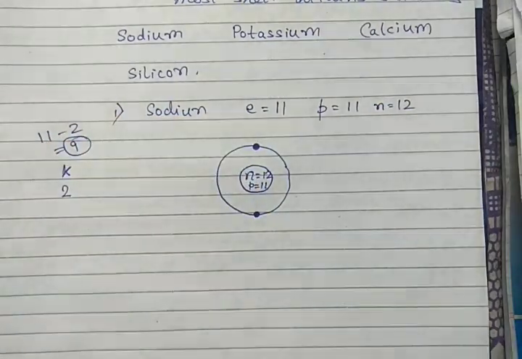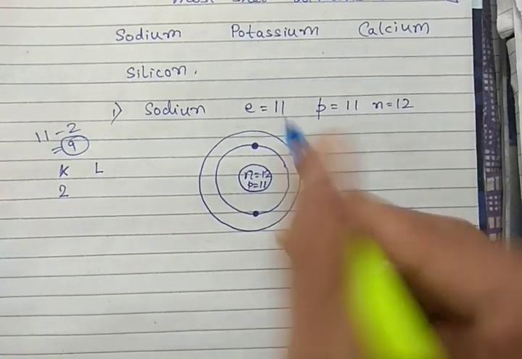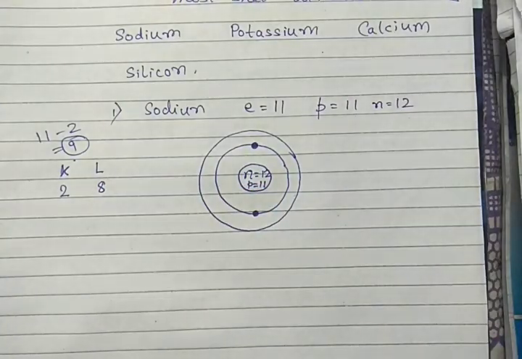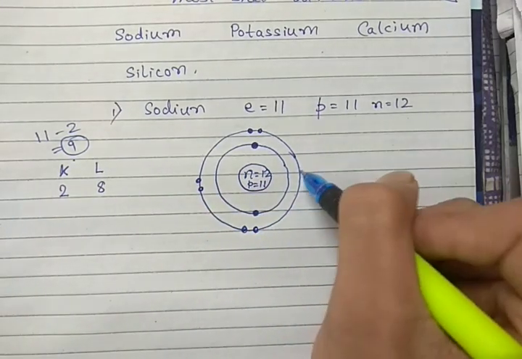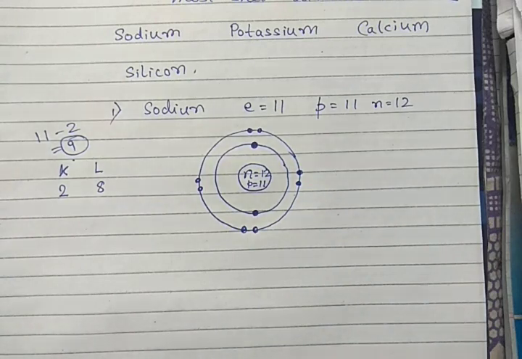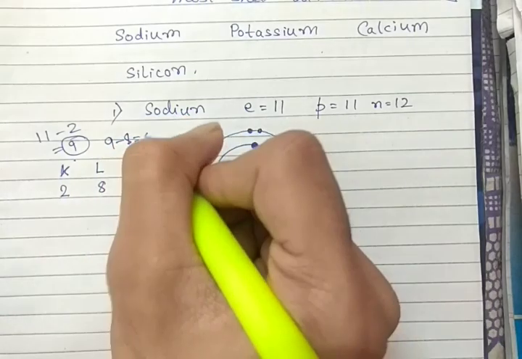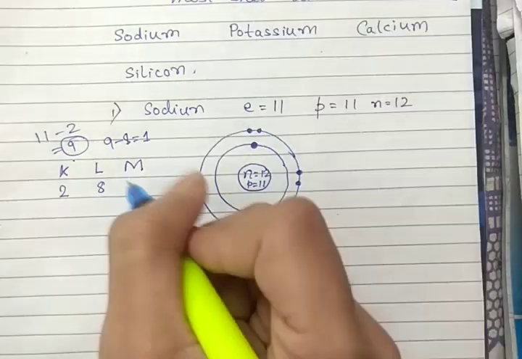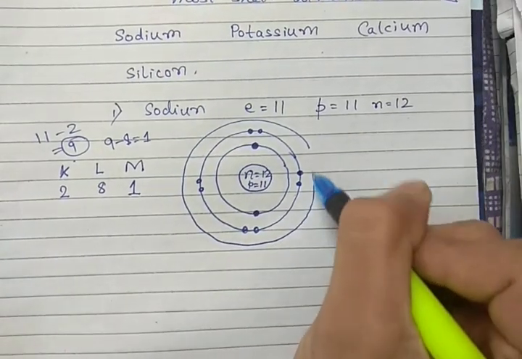There are 9 electrons. L shell has the maximum capacity of accommodating how many electrons? 8 electrons. So how will the 9 electrons distribute itself? In the L shell there will be 8 electrons. So 1 2 3 4 5 6 and 7 8. There will be 8 electrons in the L shell. Okay, so 9 minus 8 equals to 1. So how many electrons remain? 1. So M shell will have 1 electron for sodium atom.